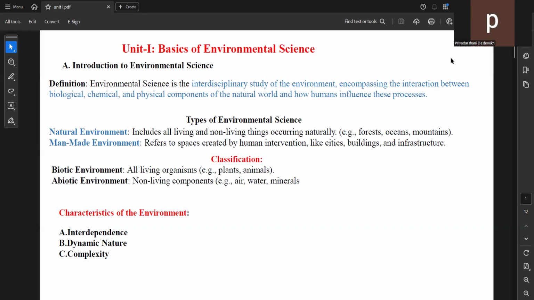Now there are the main classifications of this. The environment is mainly classified into the biotic environment and the abiotic environment. It also has the characteristics of interdependence, dynamic nature, and complexities.